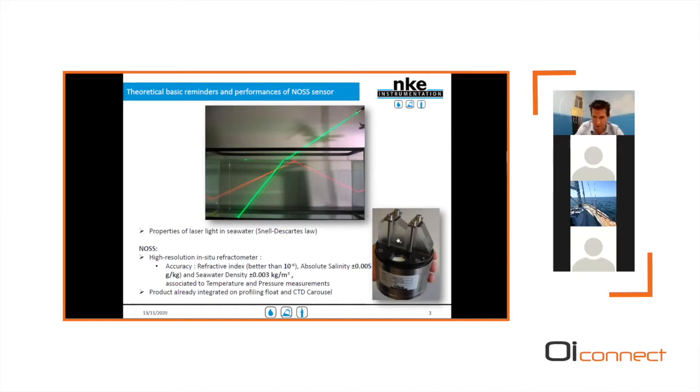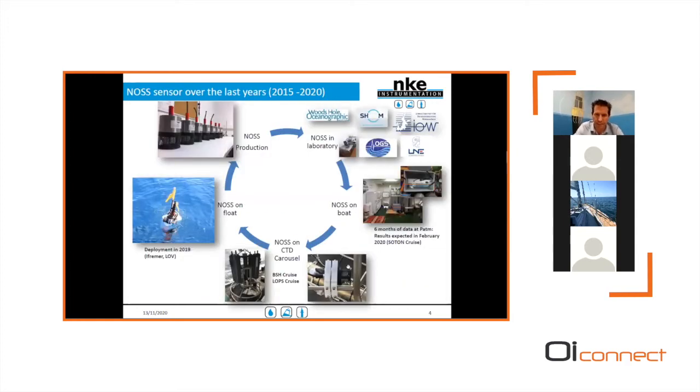You have a picture here of the NOSE sensor. The detection part is here. Your laser beam will propagate in the medium, and after a variation of salinity, your beam changes its direction. We measure very precisely the deviation of the laser beam with a position sensitive device.